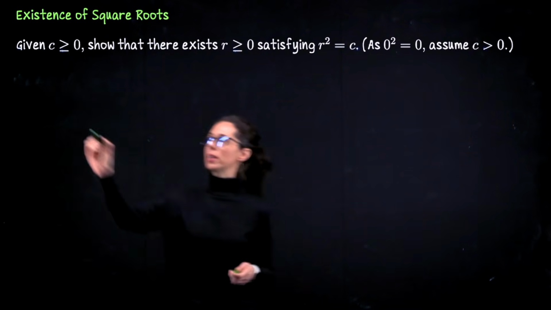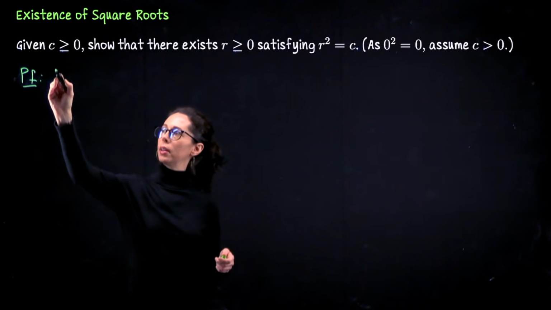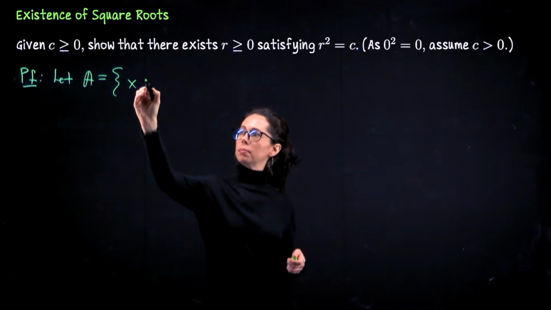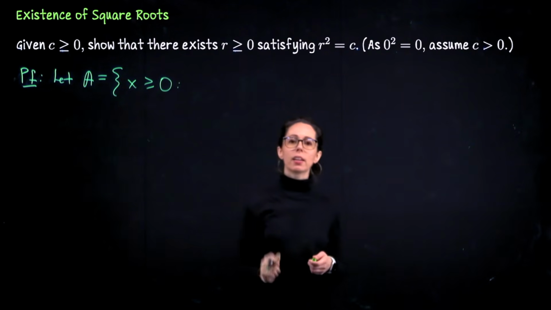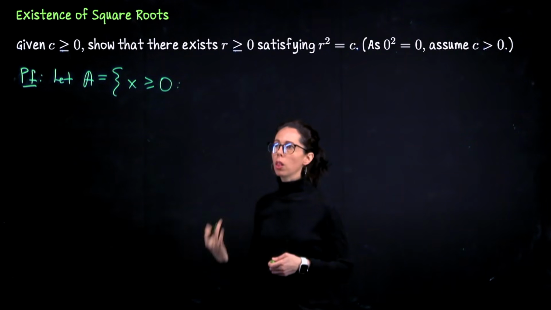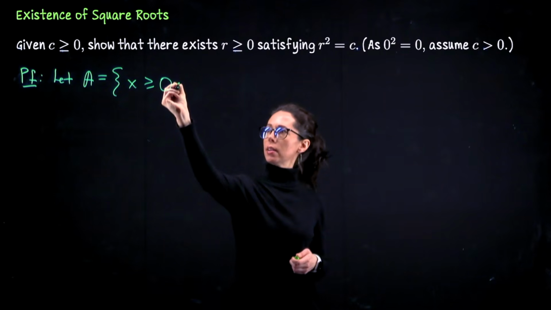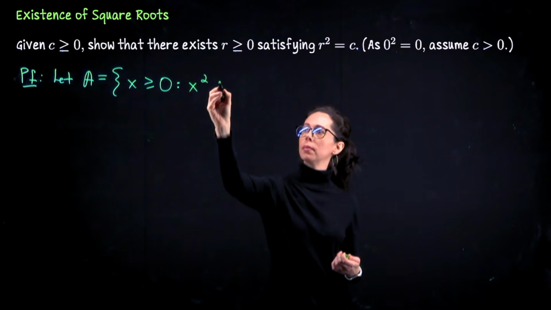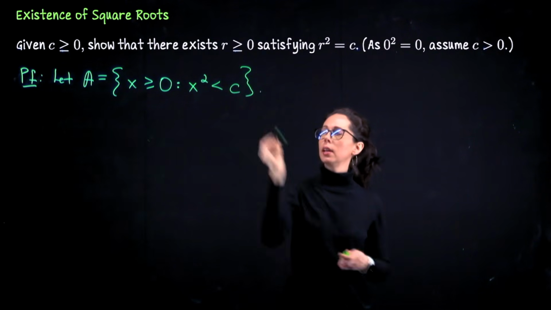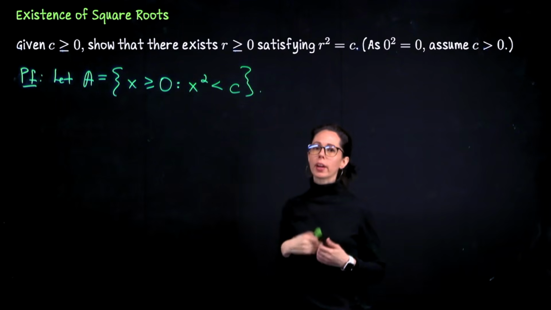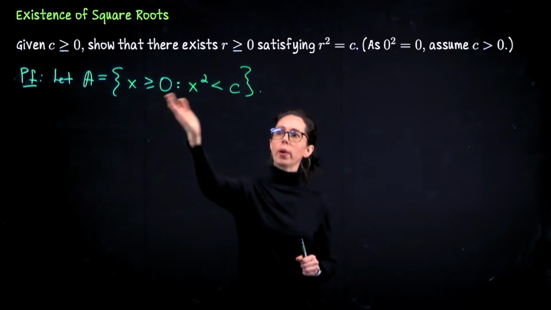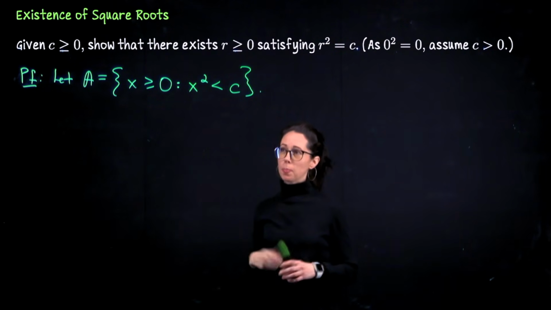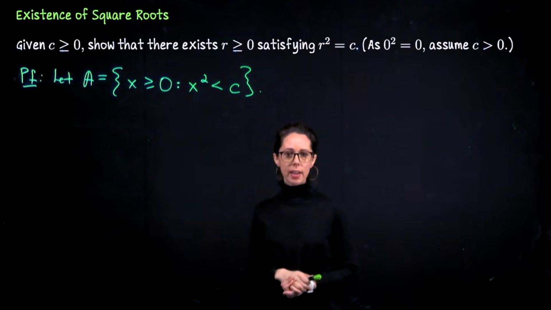Here's the set A that we are going to need. So proof. Let A be a set of real numbers. And I'm going to be looking at non-negative numbers. It's going to be all of the real numbers x, such that x squared is less than c. So I don't know if there's a number yet whose square is c, but certainly 0 squared is less than c. So this set is non-empty. And it's bounded below by 0, because we're looking at non-negative numbers only.